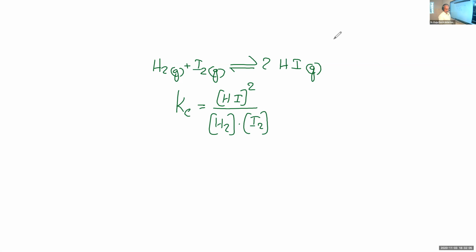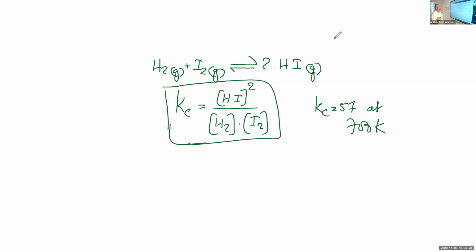The value of the equilibrium constant for this reaction is found to be almost 57. Kc is equal to 57 at 700 Kelvin. You need not study this by heart; you study this one only. So Kc for that reaction is equal to the concentration of HI squared divided by the concentration of H2 multiplied by the concentration of I2. That's the equilibrium constant Kc for that reaction, and the value is 57 at 700 Kelvin.